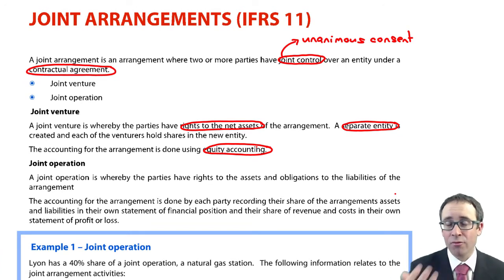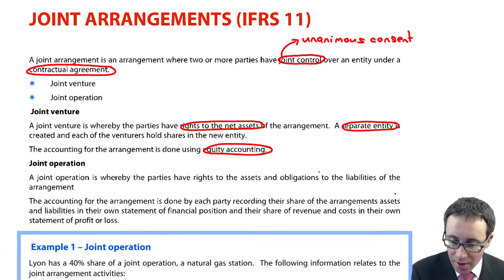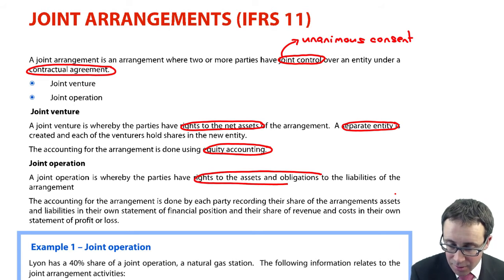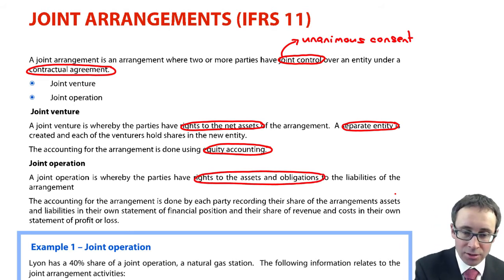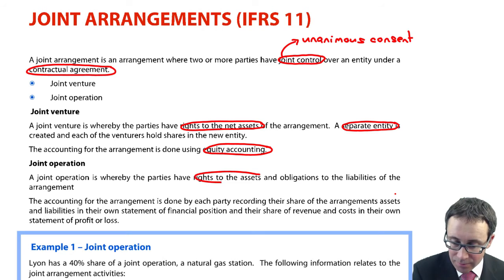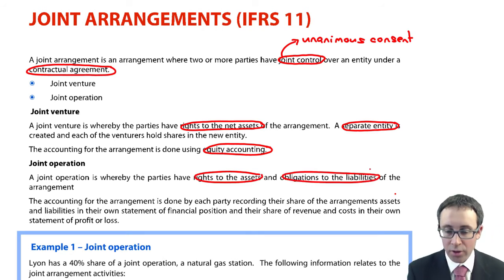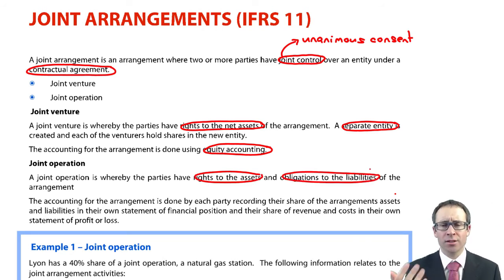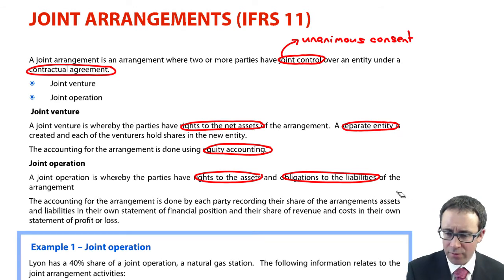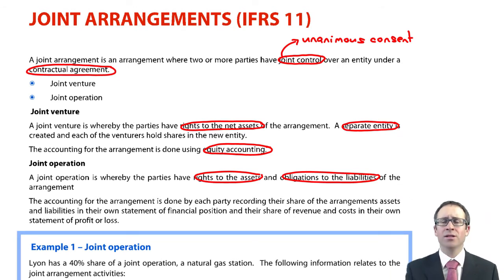Essentially what you have there, instead of the rights to the net assets, you have the rights to the assets and obligations to the liabilities. So we're talking about the right to your assets and your percentage ownership of it, and your obligation to the liability that maybe you have created. Okay, it's not an ownership interest in the net assets of the entity. You have specific ownership of an asset and a liability, which is then shared out.